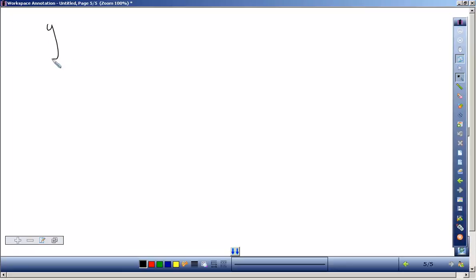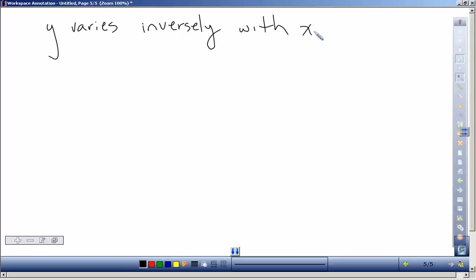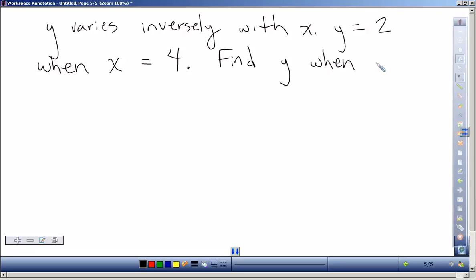If it's an inverse problem, let's say that I have y varies inversely with x. Then we have that y equals 2 when x equals 4. Find y when x equals 1. All right.